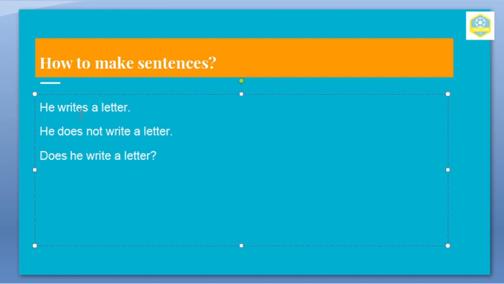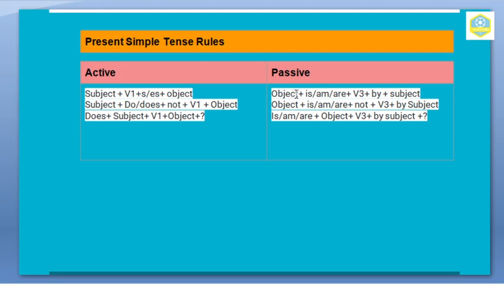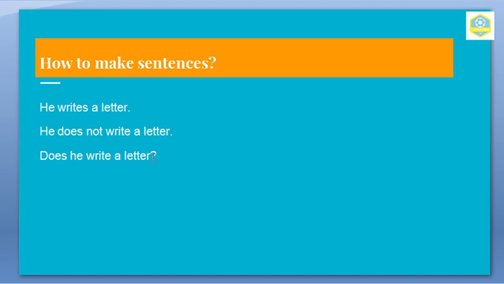Now keep in mind, when we are using does, we remove the s, right? So he does not write a letter. Does he write a letter? This is a simple tense. Okay, we're going to make changes into the passive. Now, this is another rule: when we change present simple into passive form, we'll be using auxiliary verbs or helping verbs. What helping verb are we going to use?